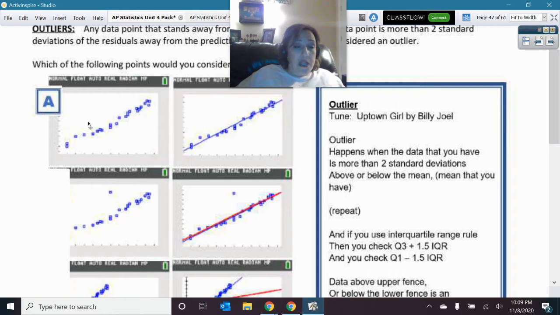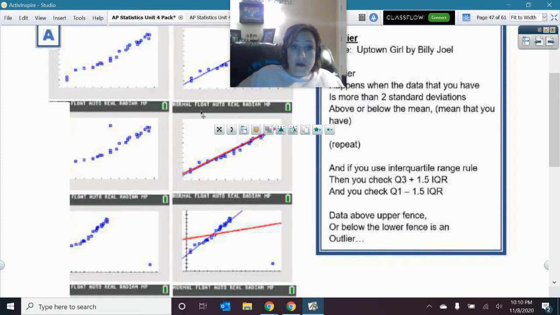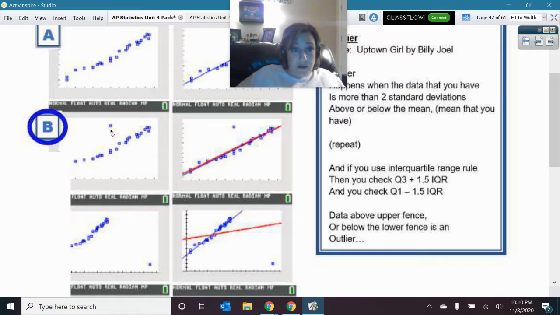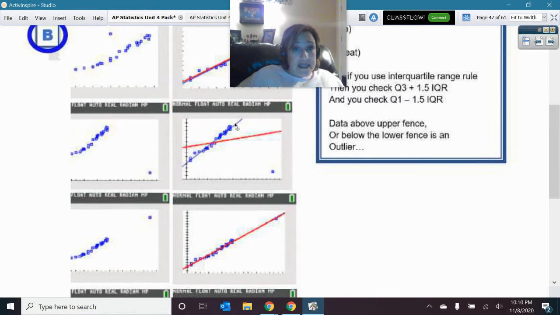So let's take a look. This is our original data, so that's not our outlier. But take a look at this second one. Would you consider this unusual point an outlier? Okay, and because I believe that would be more than two standard deviations away from the other, yes, that would be. Okay, how about this one? Yes, again, that one is way far away in the y direction, and it has a really high residual, so that would be an outlier.